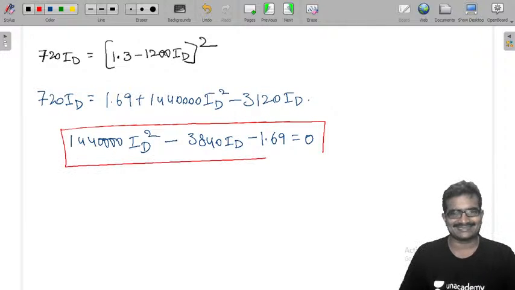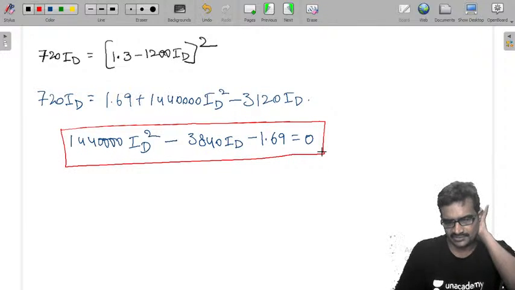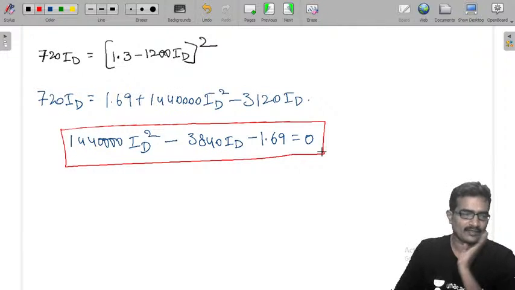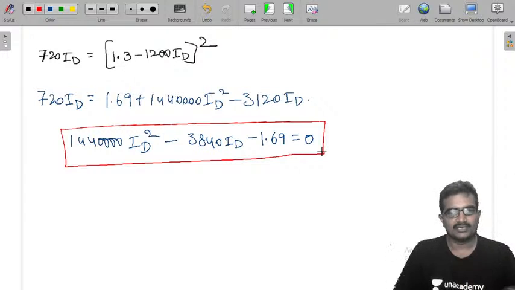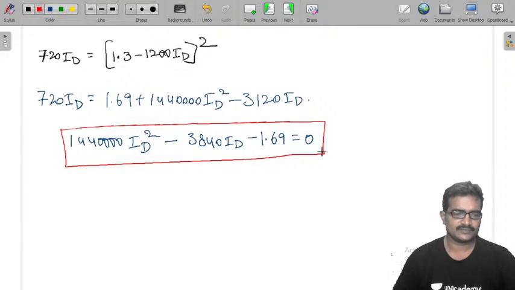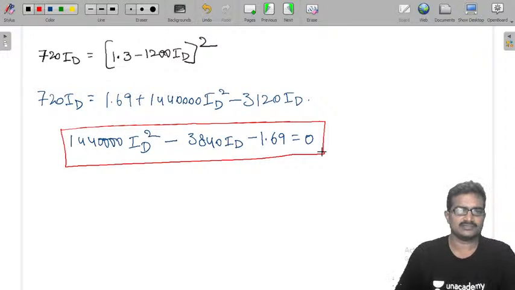From this you need to extract the ID. Okay. So what is the ID value? Just a minute.